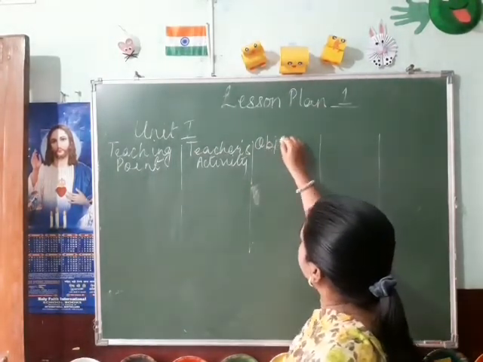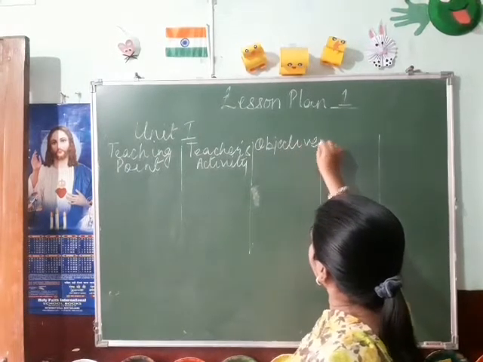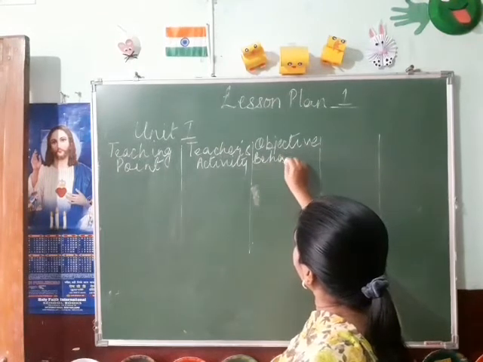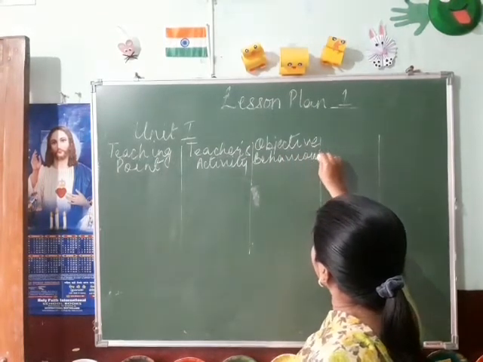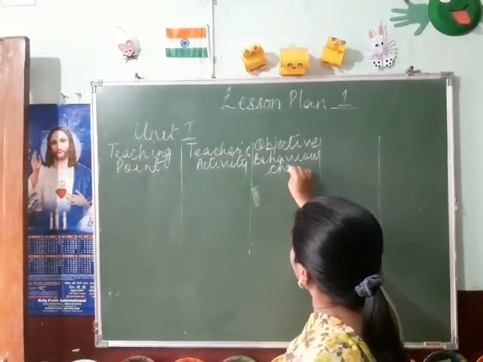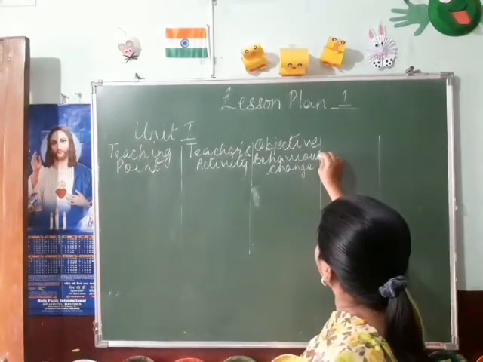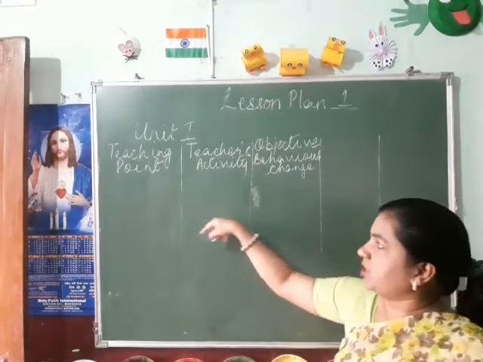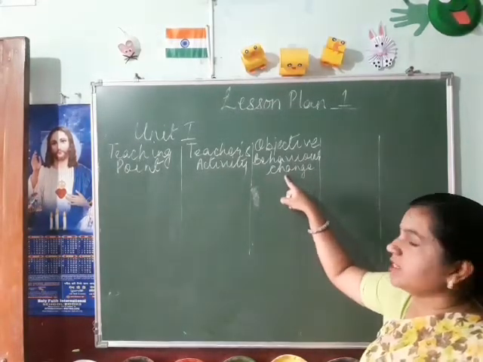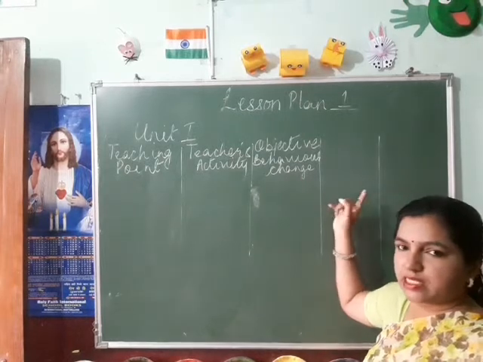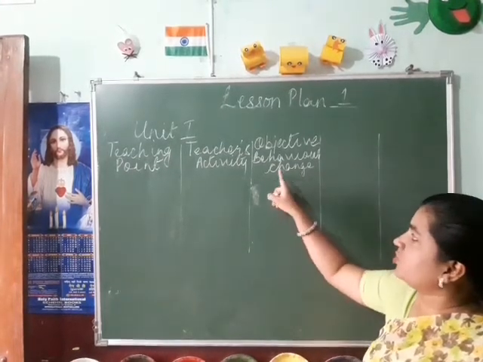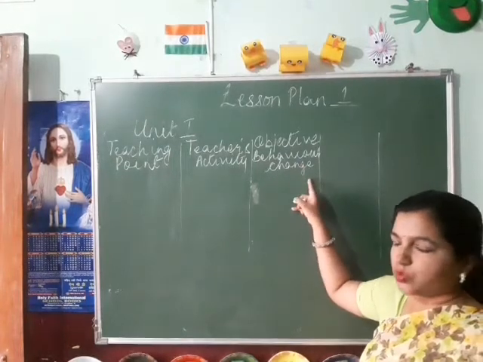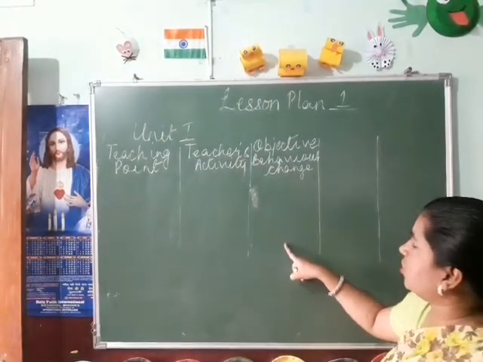You write here objective or behavior change. What is the objective of teaching and what are the behavioral changes that you will be seeing in the students. If you wish, you can write in full sentence, behavioral change seen in the students. So this is the third column.